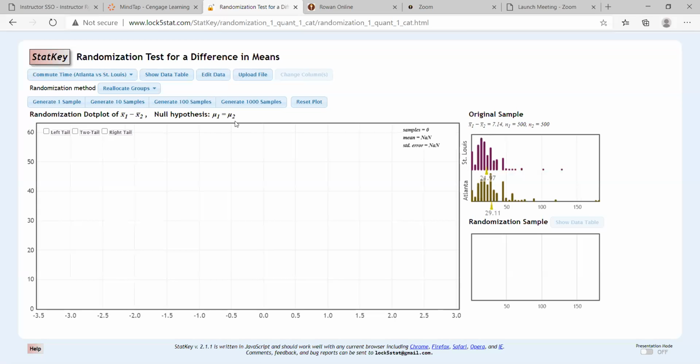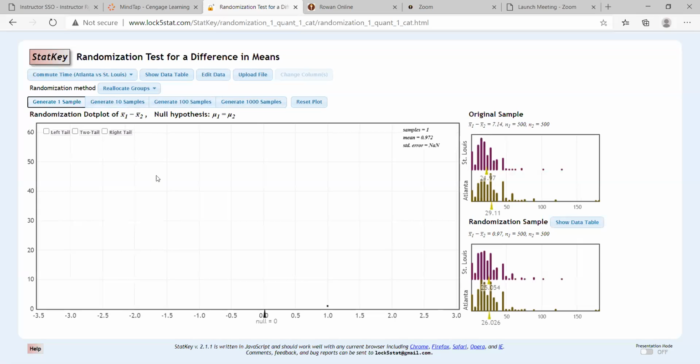Since this is a two-tailed test, because when we say mu1 is not equal to mu2, or mu1 minus mu2 is not equal to 0, the not equal to means a two-tailed test. We're going to click this box in the middle here when we do our randomization test. So if we just generate one sample here, you could see that the randomization sample has different sample means for 500 Atlanta commuters and a different one for 500 St. Louis commuters, and then you subtract Atlanta minus St. Louis, the means, x1 bar minus x2 bar, and in this case you get 0.97.